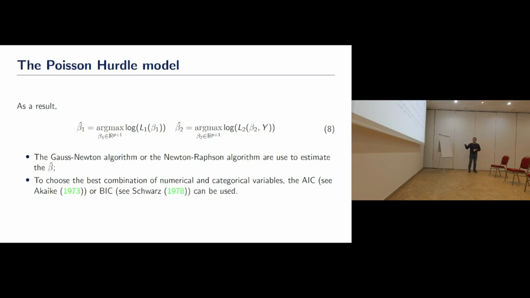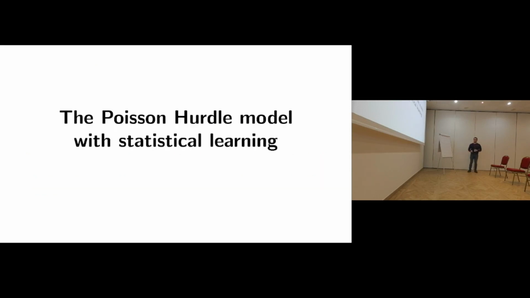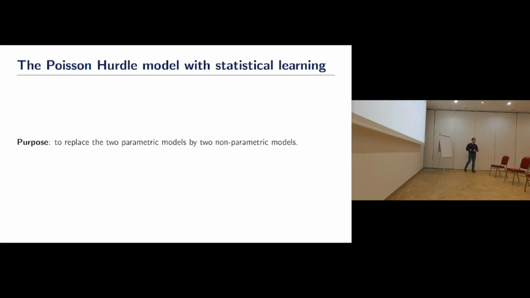We can do it using different algorithms, like the Gauss-Newton or the Newton-Raphson algorithm. And to choose the best combination of numerical and categorical features, we can use criteria like the AIC or the BIC, very classic ones. But with my supervisors, we asked ourselves if we could improve this model. So the proposal is: can we replace these two classic models, the binomial and the zero-truncated model, by two non-parametric models? This is the goal of the second section.